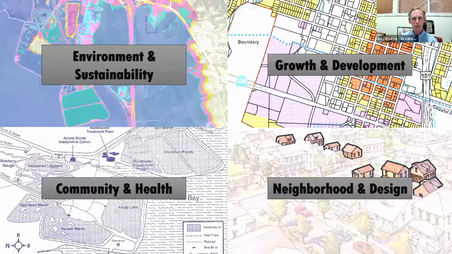Community and health is going to be all about providing for active recreational opportunities, this sort of thing, and how do we ensure that there's health in the community. Neighborhood and design, or neighborhood and urban form, is really looking at what do we want the character of the town to look like, or character of certain neighborhoods to look like. And so those would be broadly the topics of conversation. So policy creates projects which enhance people's experience of this community.